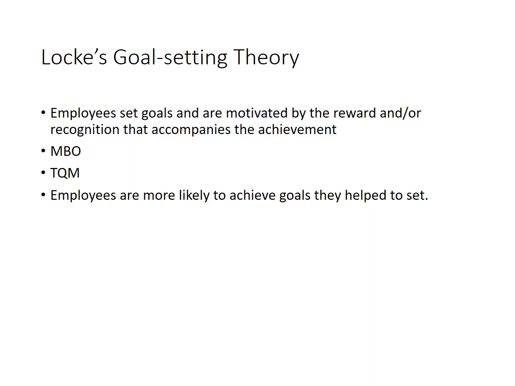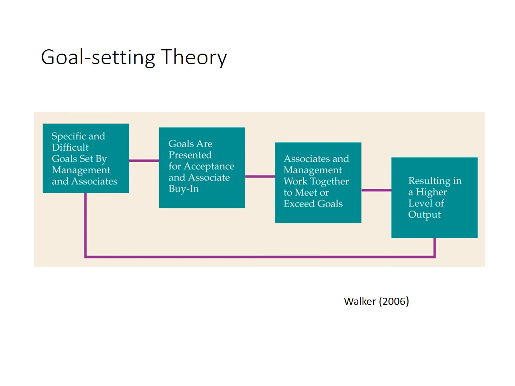And then we have Locke's goal-setting theory. Here, employees are set goals and are motivated by the reward and/or recognition that accompanies the achievement. So we have MBO, TQM. Employees are more likely to achieve goals they help to set. So with goal-setting theory, specific and difficult goals are set by the management and associates, and then goals are presented for acceptance, and the associate has to buy into these goals. Associates and management work together to meet or exceed the goals, resulting in a higher level of output.